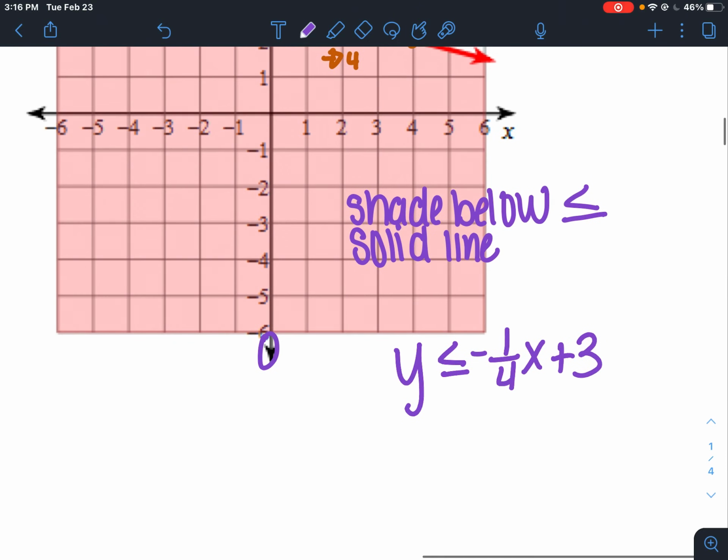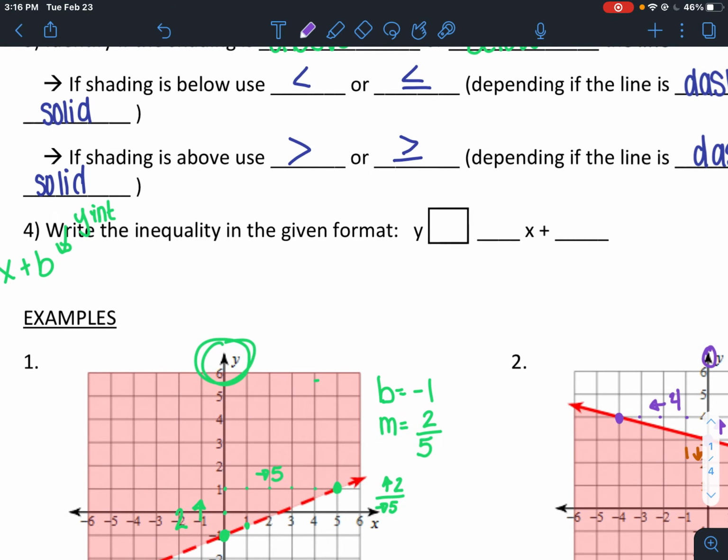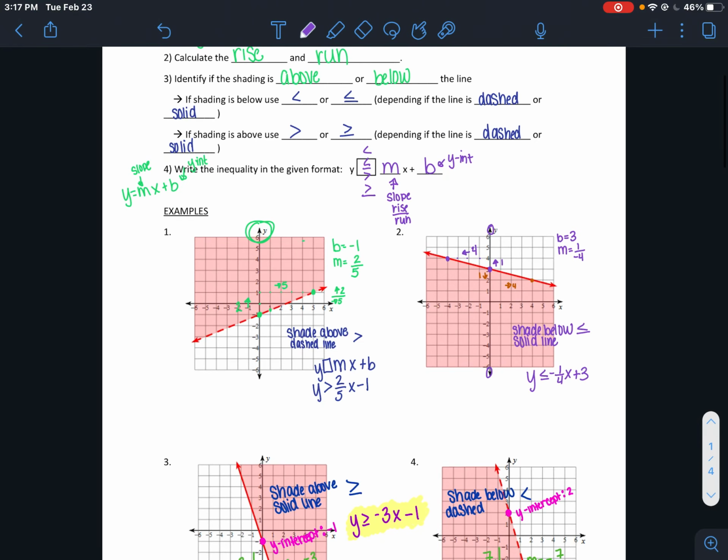which is plus 3. Okay, so once you break it down step by step like this, I think it's fairly easy-ish to complete these. Oh, I forgot to write down step number 4. Write the inequality with the given format, y, and then we have all of our little symbols here. Choose one. mx plus b. m for your slope, which is rise over run, and b, which is your y-intercept. Which I kind of wrote right here.